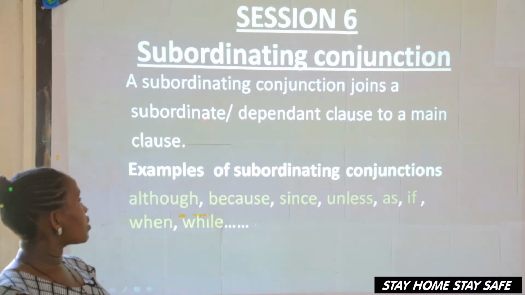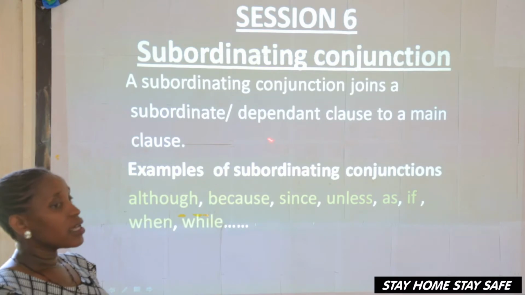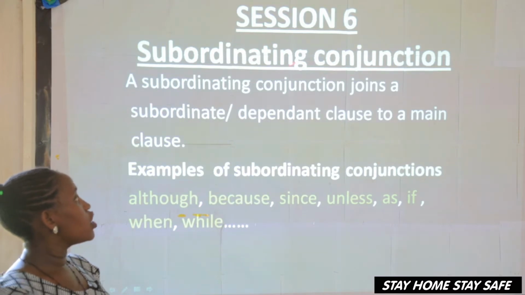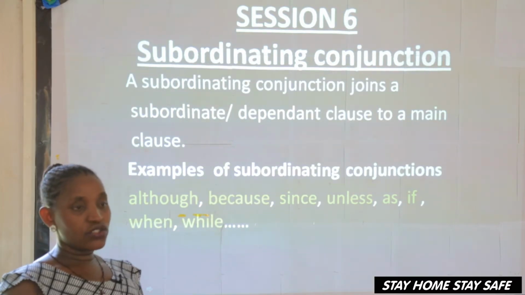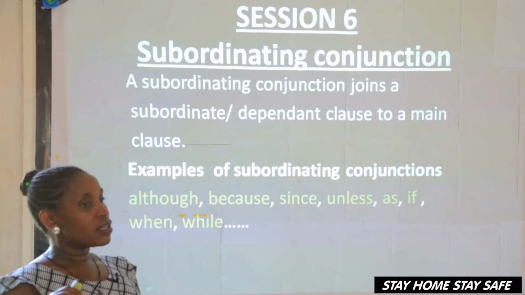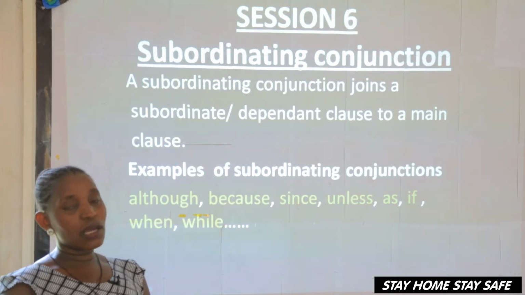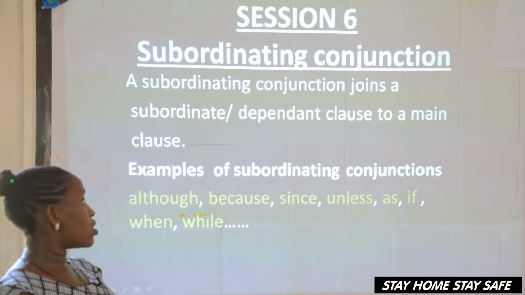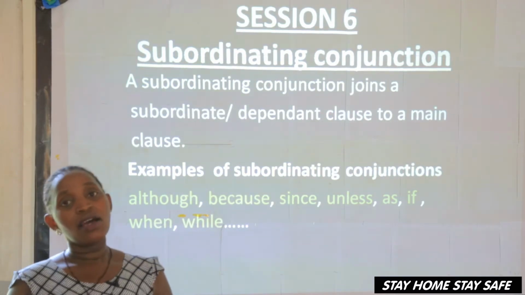So when we are having a subordinate clause, it is joined to the main clause using what we call a subordinating conjunction. They join subordinate clauses to main clauses. In English, a clause is the same as a sentence.